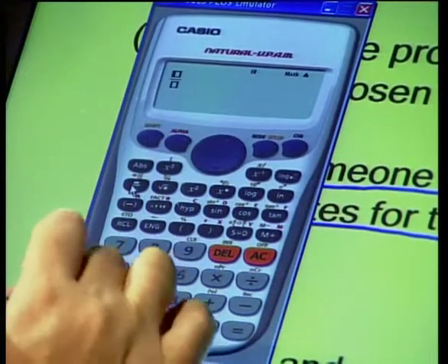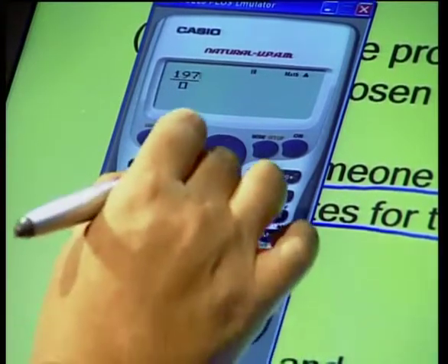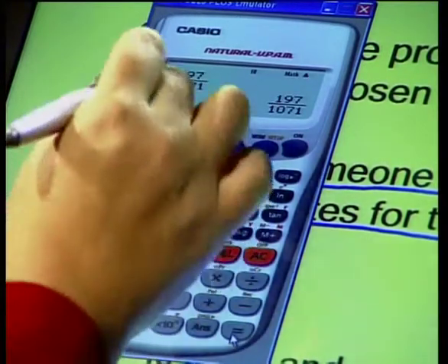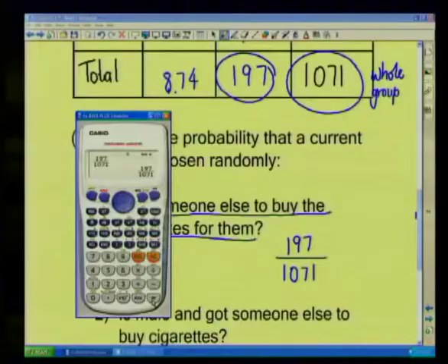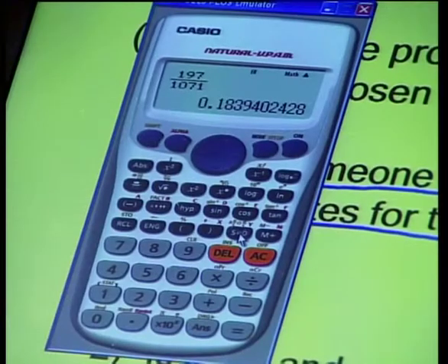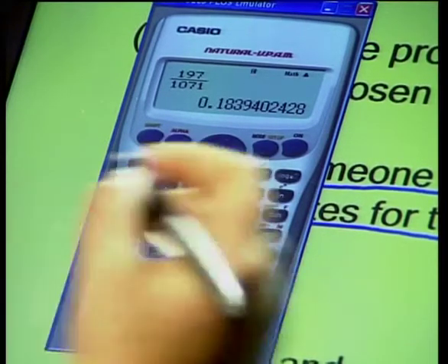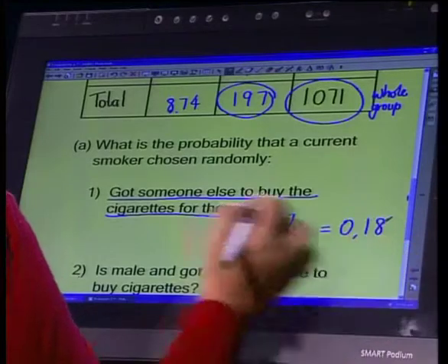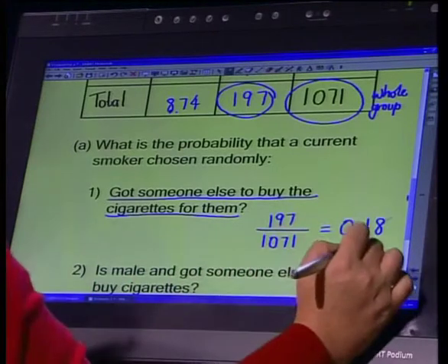You could convert that to be a decimal or a simplified fraction. I don't think there is one, but we can check. The easiest way of doing that is to go 197 over 1071, push equals, and you can see that the answers are identical, so it doesn't need to be simplified. If I wanted to change it to be a decimal, I could go S to D, making sure I had the right number of decimal places. I could, for example, round that to 0.18 to 2 decimal places.